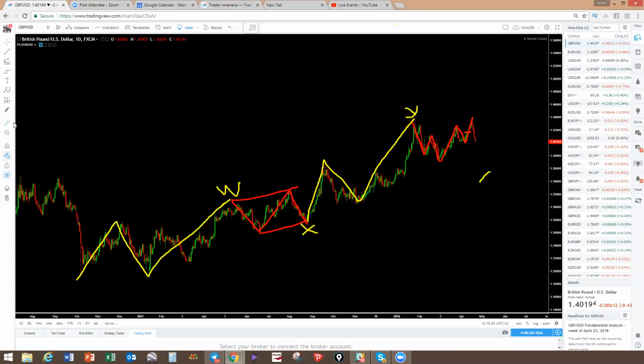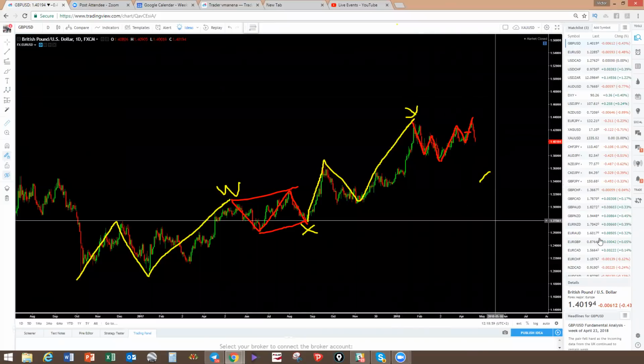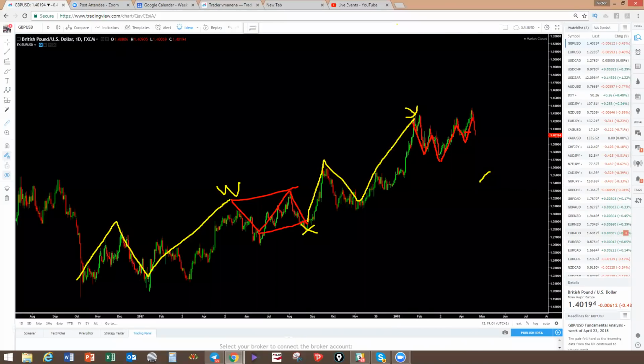A couple of 100 pips. How many pips do we have here? We've got almost 300 pips on this one. A lot of money. And this is also just to show you how we do it in our group.